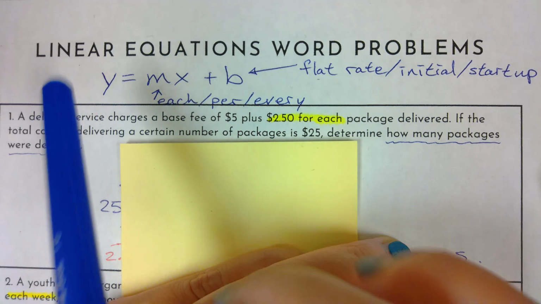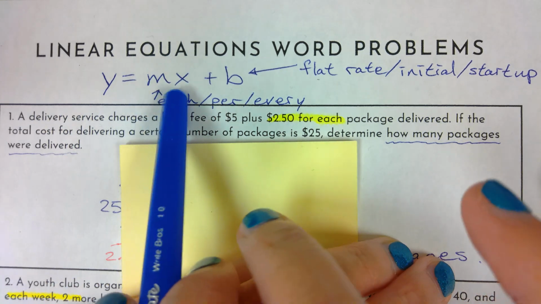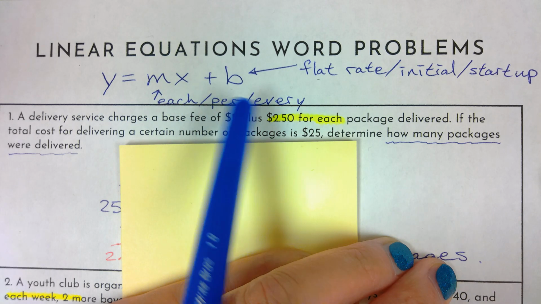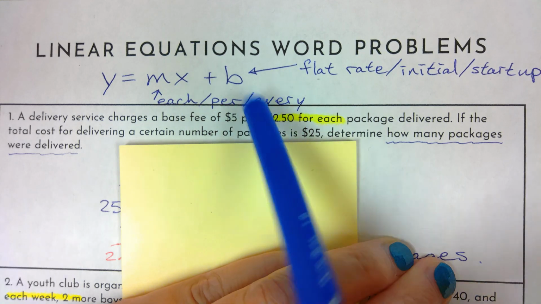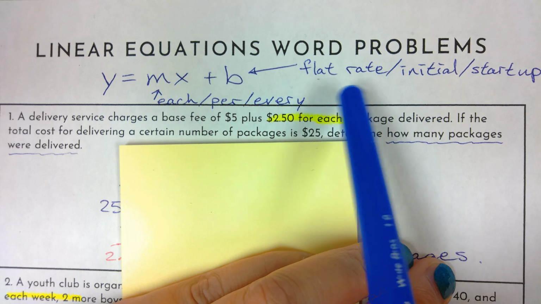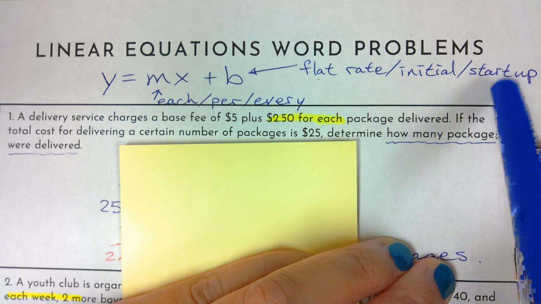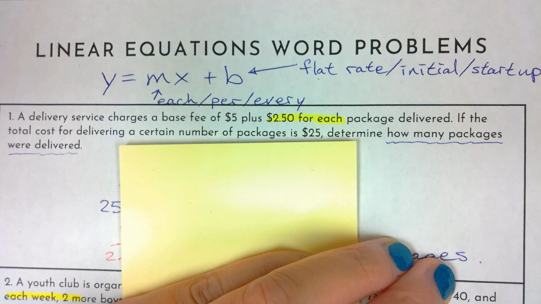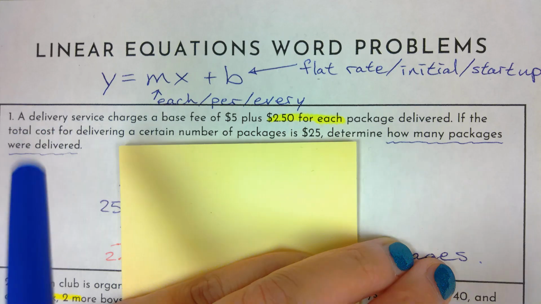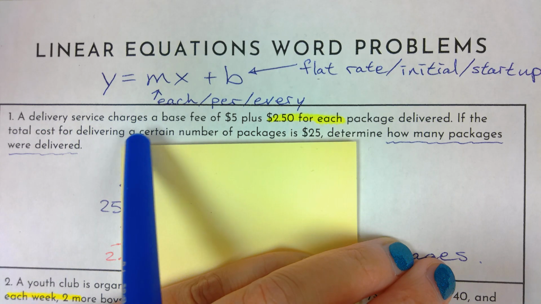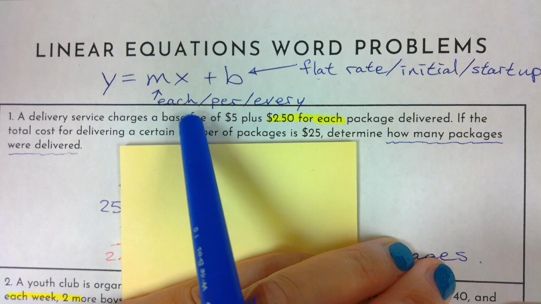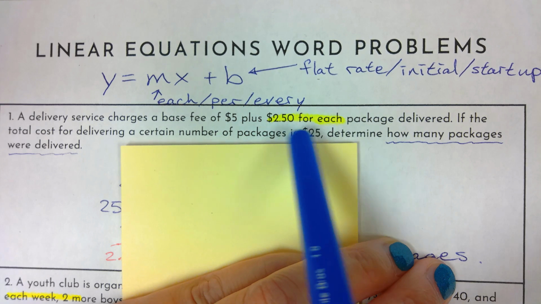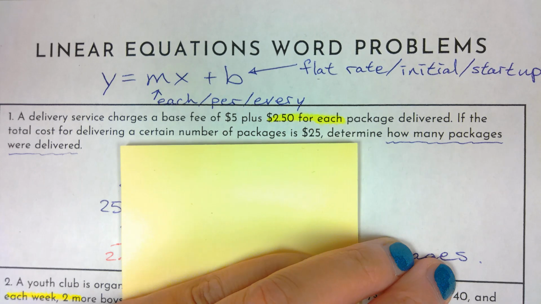So as I said on the blackboard, y equals mx plus b. The m represents the each or the per or every in the word problem. And the b represents the flat rate, the initial cost, the startup fee. Those keywords will tell you that that value is b. So in this first example here, the delivery service charges a base fee of $5. Base fee of 5 tells you that's your b. $2.50 for each, so that's your m.